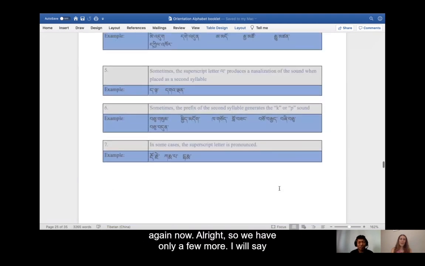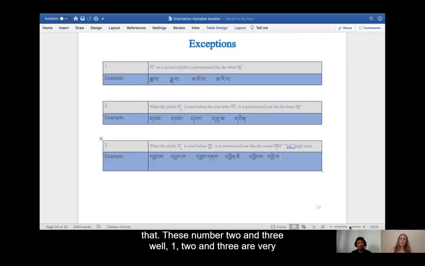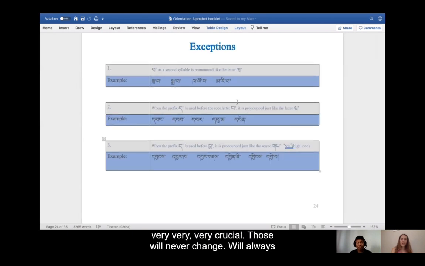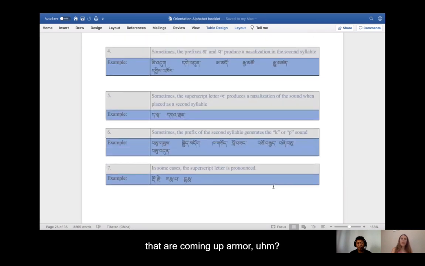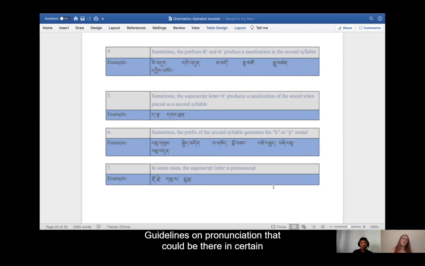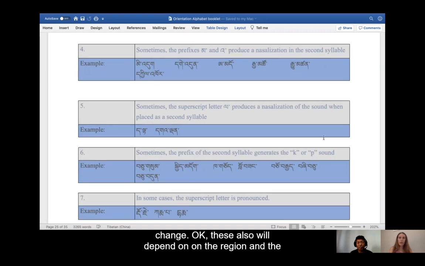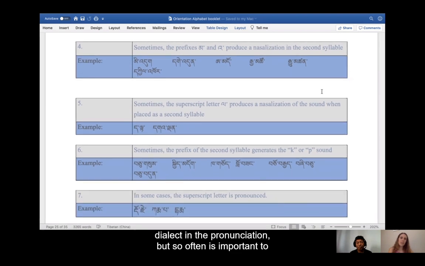All right. So we have only a few more. I will say that these numbers 1, 2, and 3 are very, very crucial. Those will never change, they will always be like that. It'll be really important to know. The next ones that are coming up are more guidelines on pronunciation that could be there in certain speakers from certain regions as well. But these are subject to change, okay? These also will depend on the region and the dialect and the pronunciation.